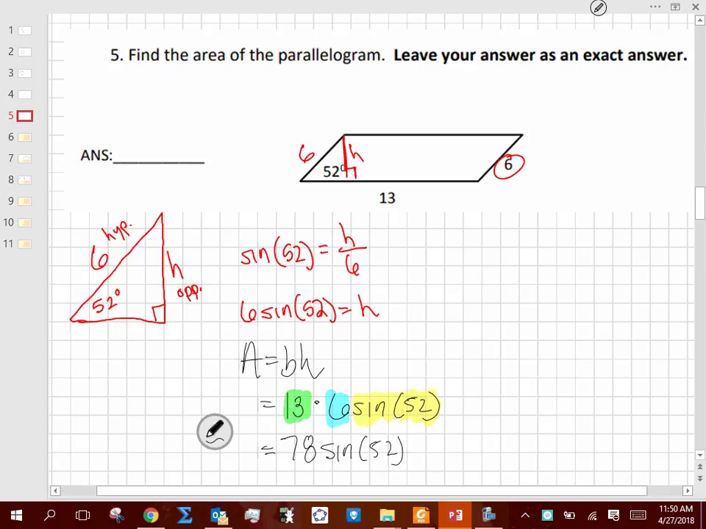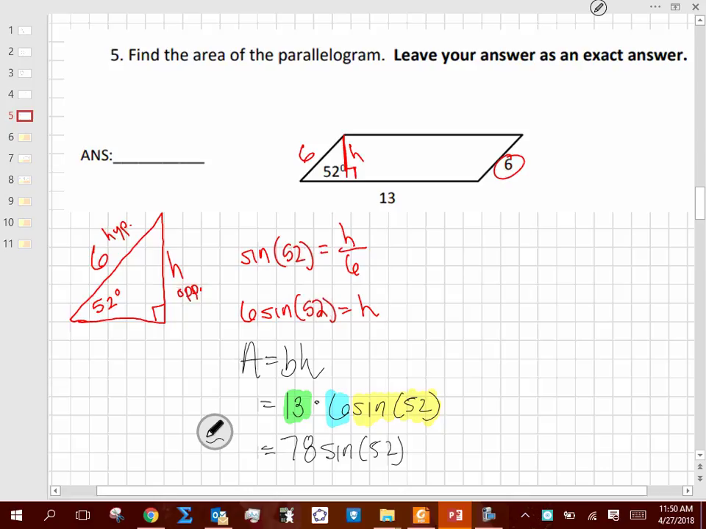And then that doesn't work well with that other number of sine 52, so we just imply the multiplication. That is our exact area. Now, obviously, if you want to change that to a decimal because of the context of what the problem is or why you might need it as a decimal, feel free to do that. If I ask for an exact value, that's the way we do it.